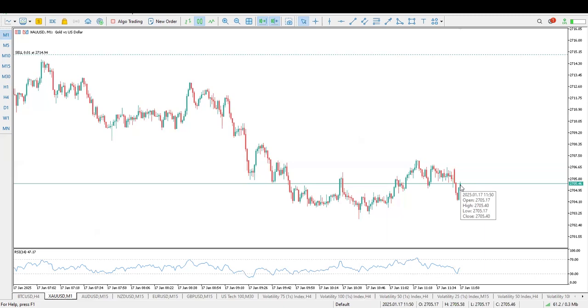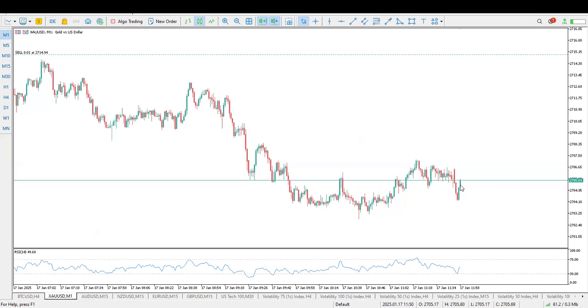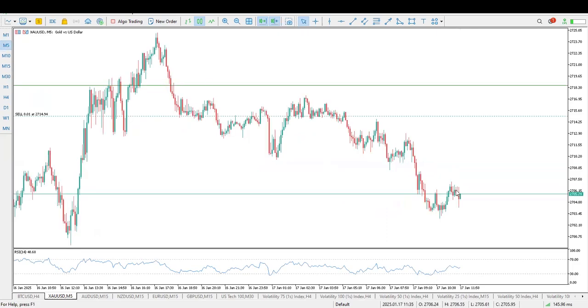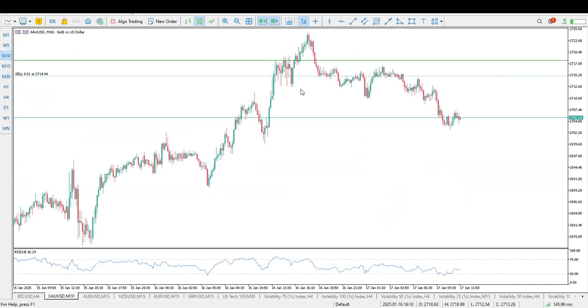So the time frame is what will determine the candlestick you'll be working with. If you are on M1, it means that each candle will be opening and closing every 1 minute. If you are on M5, it means that each candle will be opening and closing every 5 minutes. If you are on M10, it means that the candle will be opening and closing every 10 minutes.